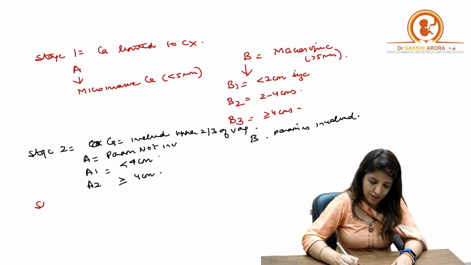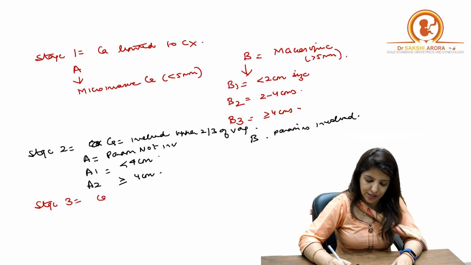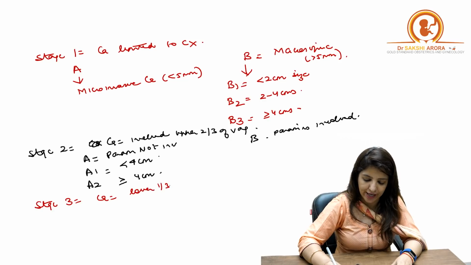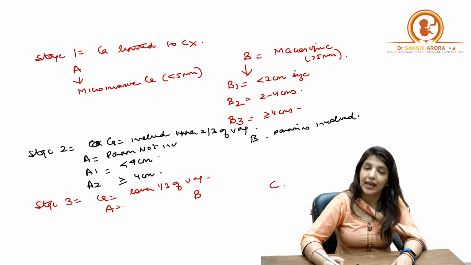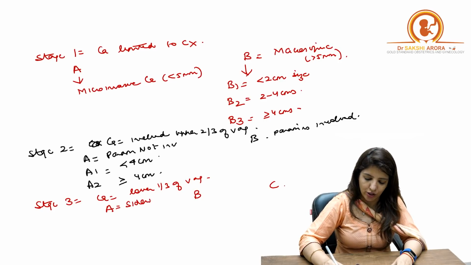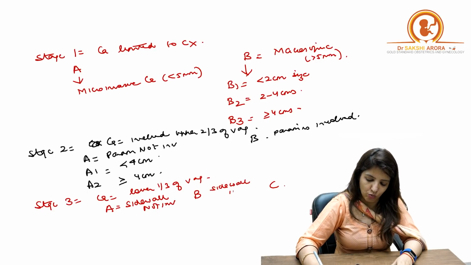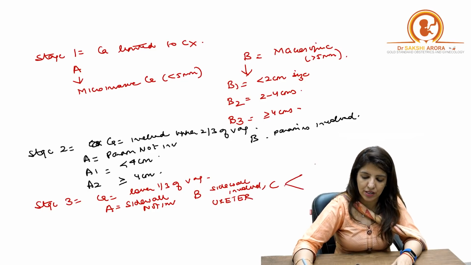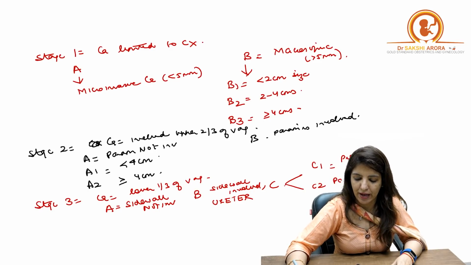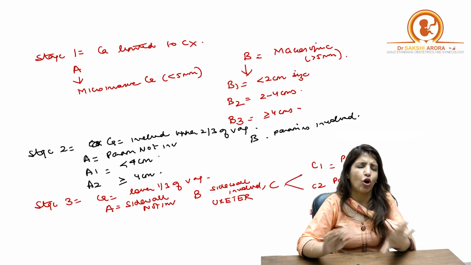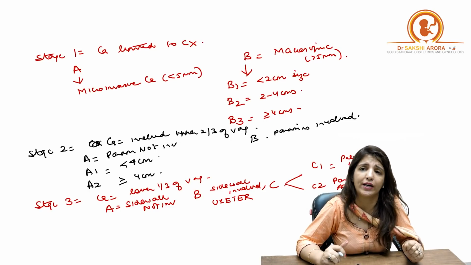Then you have stage 3. In stage 3, cancer involves the lower 1/3 of vagina, right? Here also we have A, B and C. What is A? A means when the side walls are not involved. B means side wall is involved or if ureter is involved. And in C we have C1 and C2. C1 means pelvic lymph nodes involved. C2 means para-aortic lymph nodes involved. Right? So this is a broad broad staging for cancer cervix.